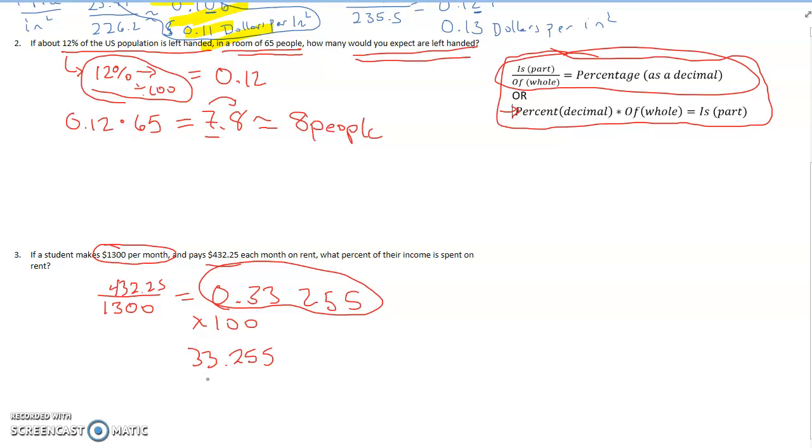And if we round this to a whole percentage, I take a look at that 3, we look at the number to the right of it. It is not 5 or higher, so this would be 33%. So about 33%.